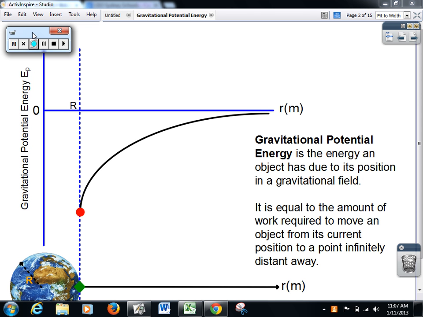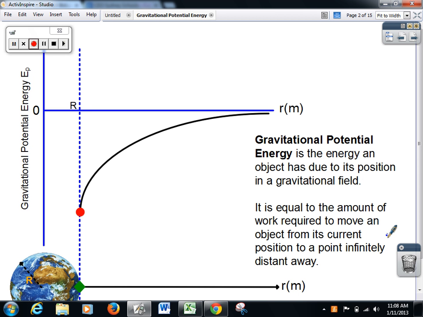This definition goes on, and it is important to understand the second part, which is just here. So it's not just the energy you have because you are in a gravitational field, but moreover, it is equal to a certain amount of work that needs to be done. And this work is the amount of work required to move the object from its current position to an infinite distance away, where there would be no gravitational field measurable from that object.